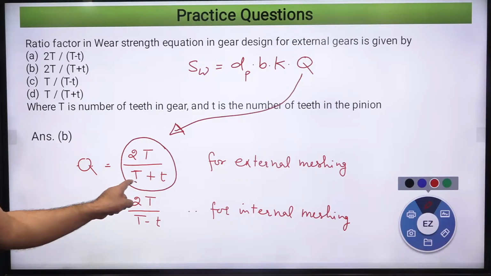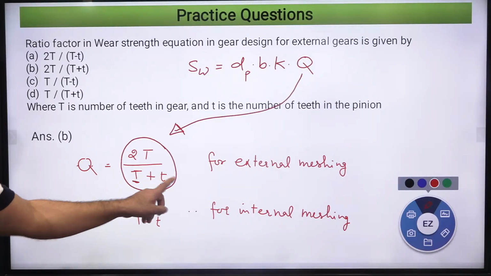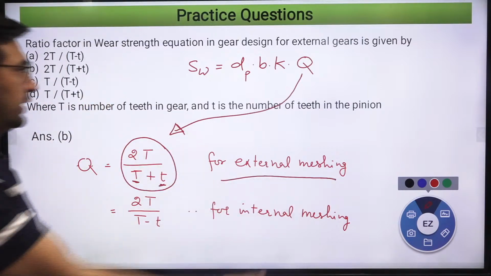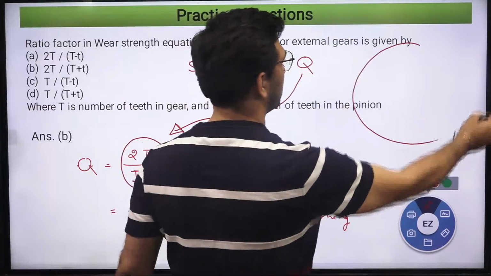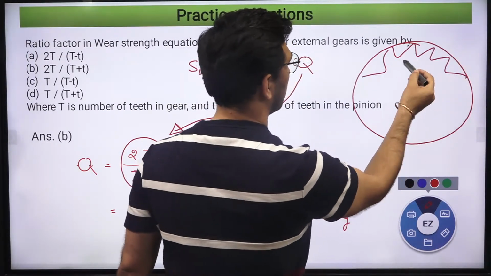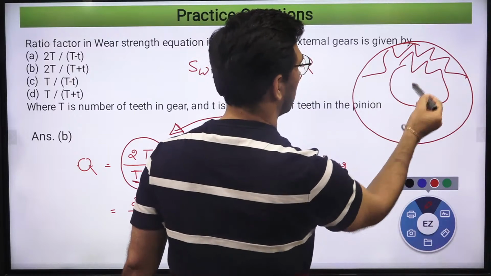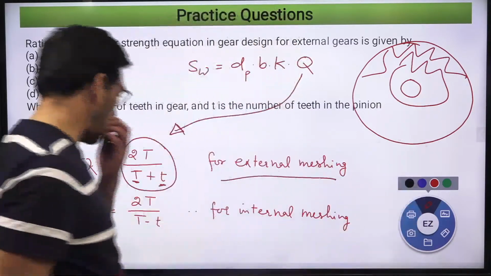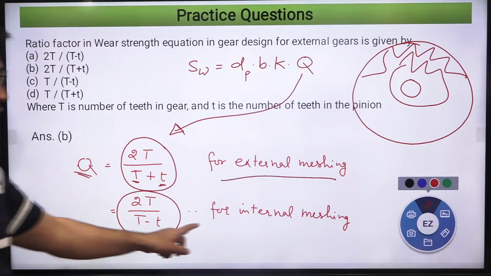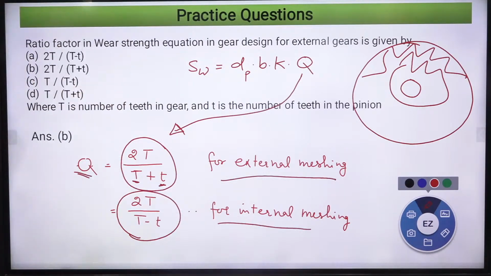That means number of teeth on gear, number of teeth on pinion. This is for external meshing, if they are external gears. But if the gears are meshing internally, for example, this is the outer gear and you have one more smaller gear inside, which is rotating over there, then you are going to use this one to find out the ratio factor for internal meshing. Okay, so over here this is the right answer.